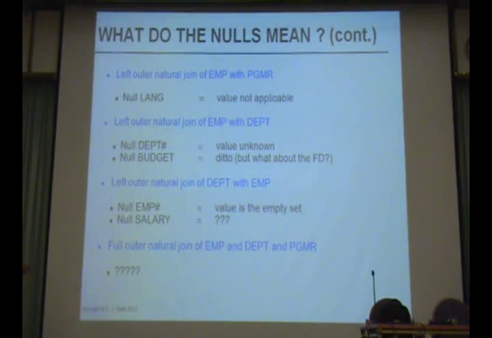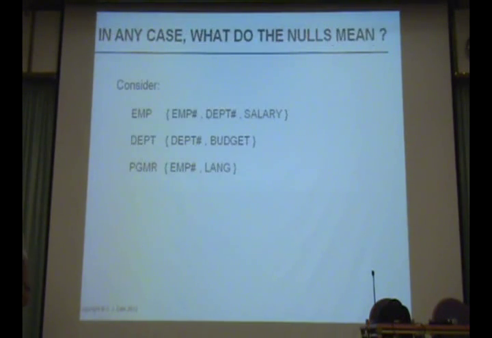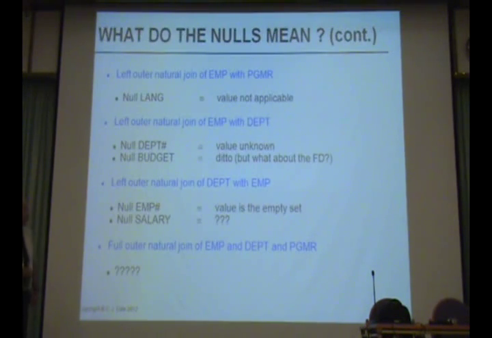Suppose you go the other way, the left outer join of dept with emp. Again, if department 1 has 10 employees, there'll be 10 rows for department 1 in the result. If department 2 has 5 employees, there'll be 5 rows for department 2 in the result. If department 3 has no employees, there'll be 1 row for department 3 in the result, with a null employee number and a null salary. So that null employee number means the value is the empty set. There are no employees in this department. The null salary, I have no idea what that means. I'm not even trying to search for that.